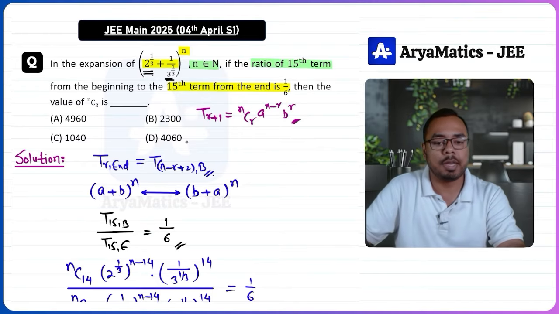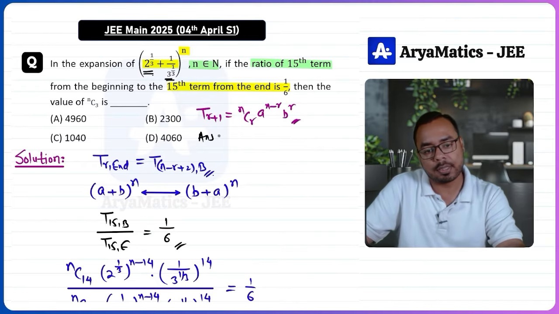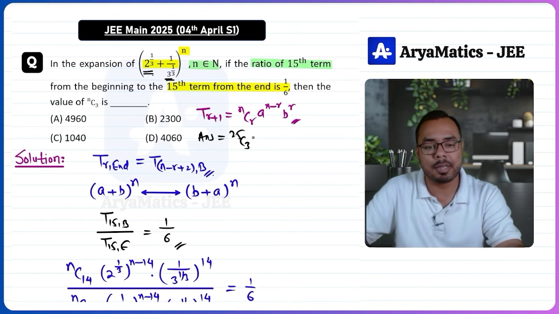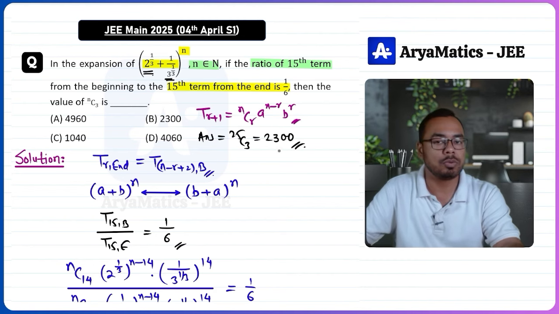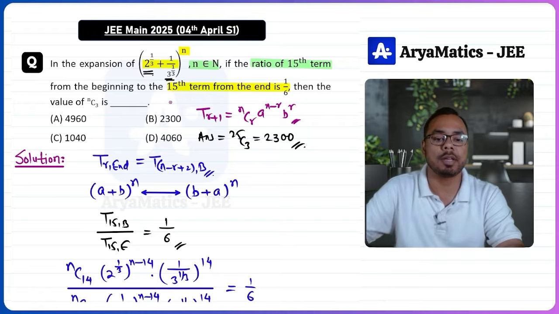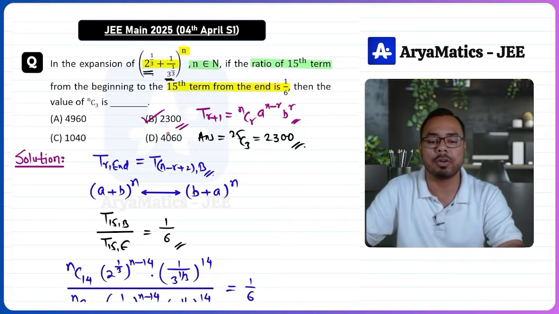Now we needed nC3. So nC3 will be nothing but 25C3. And 25C3, anyone can calculate. After calculation, you will find that this value is 2300. So therefore, the correct answer for this problem will be the second option.